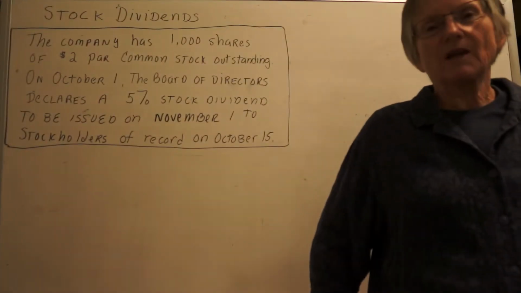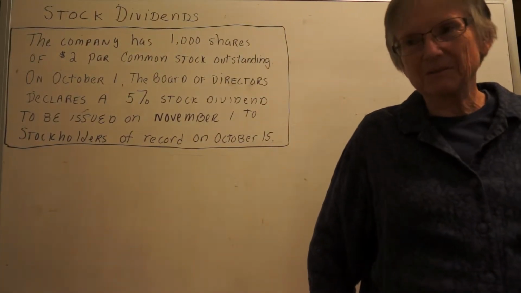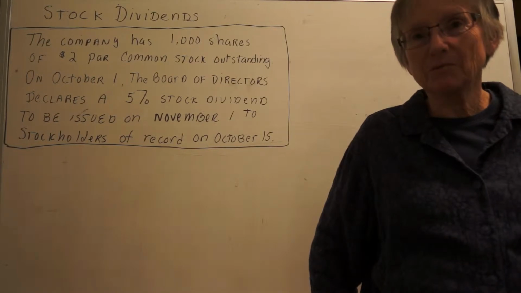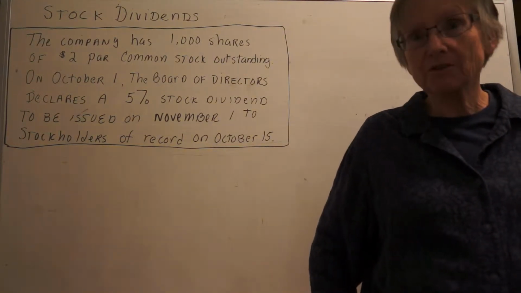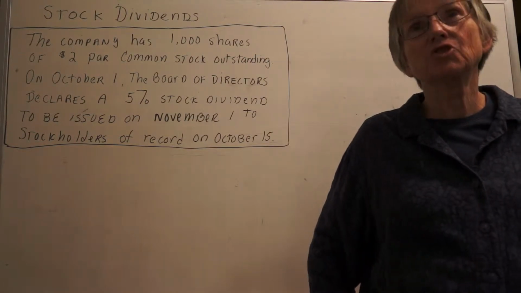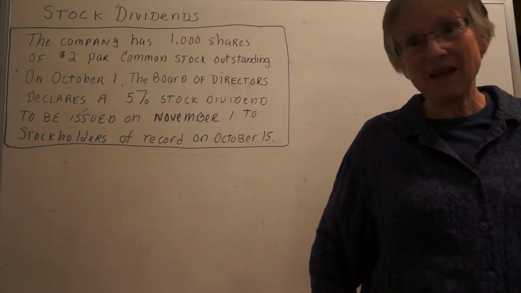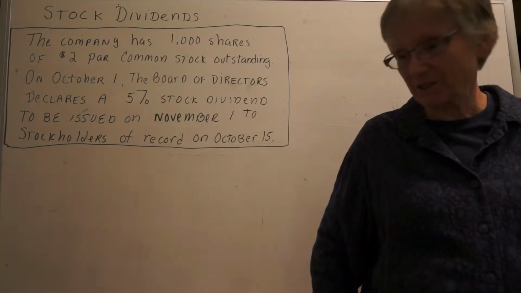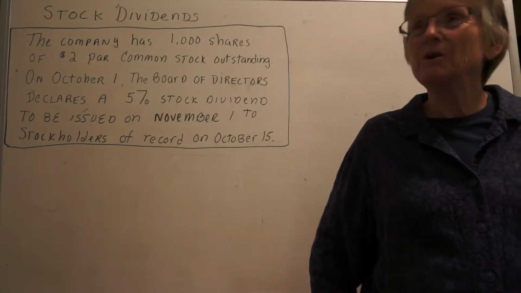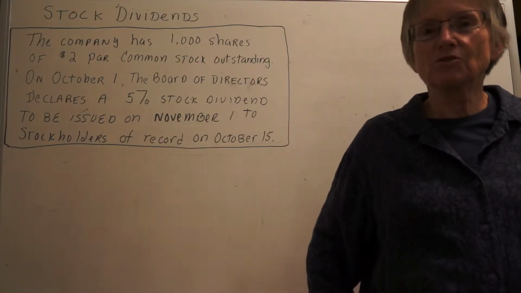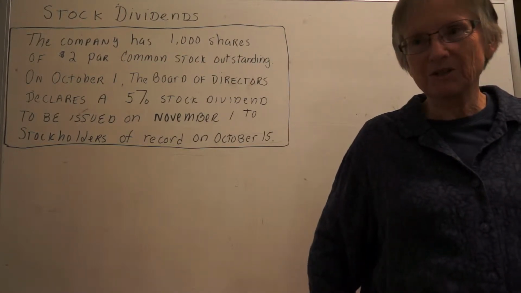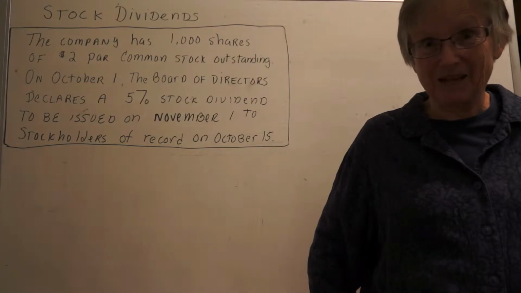So you know about cash dividends, and the next type of dividend we talk about are stock dividends. The important thing to remember about stock dividends is that they are stock dividends. There's no cash involved, no cash at all. So when you are told there is a stock dividend, you just know that no journal entry having anything to do with that has anything to do with cash.